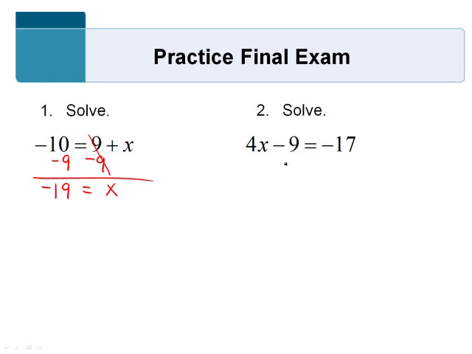Number 2, to get the x by itself, the first thing we need to do is get rid of the negative 9. So I'm going to add 9 to both sides. So 4x is going to come down. The 9's cancel. Negative 17 plus 9 would be negative 8. And then divide by 4 on both sides. So the 4's cancel and x equals negative 2.